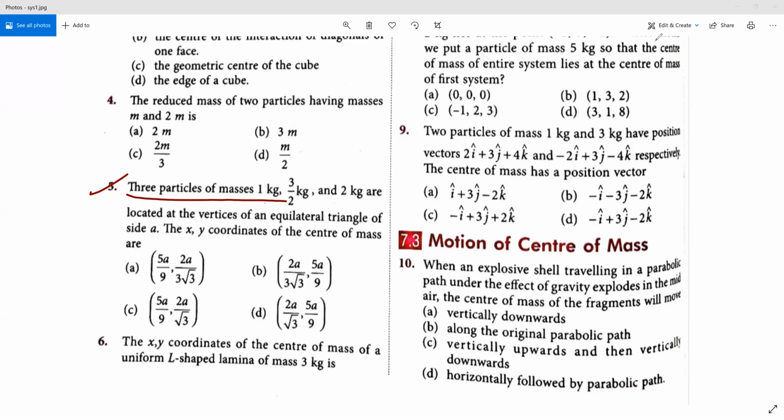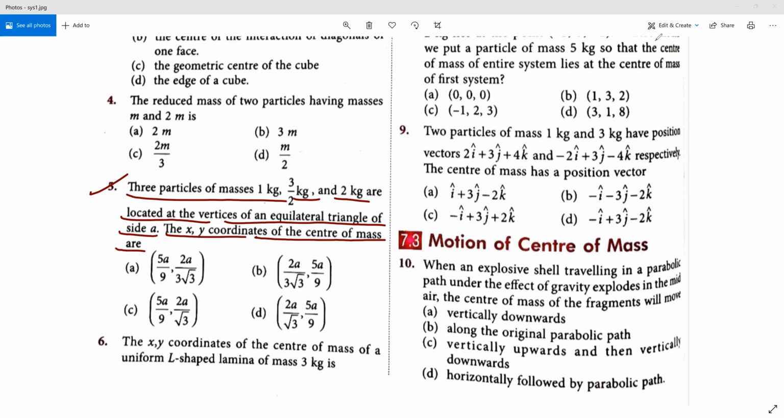Three particles of masses 1 kg, 3 by 2 kg and 2 kg are located at the vertices of an equilateral triangle of side a. The x and y coordinates of the center of mass are. Three options they have given.